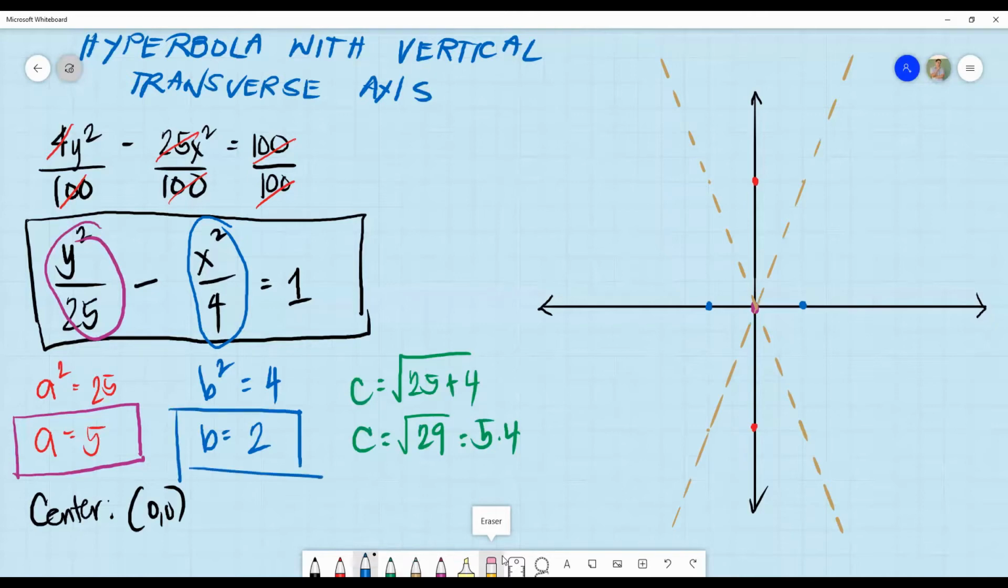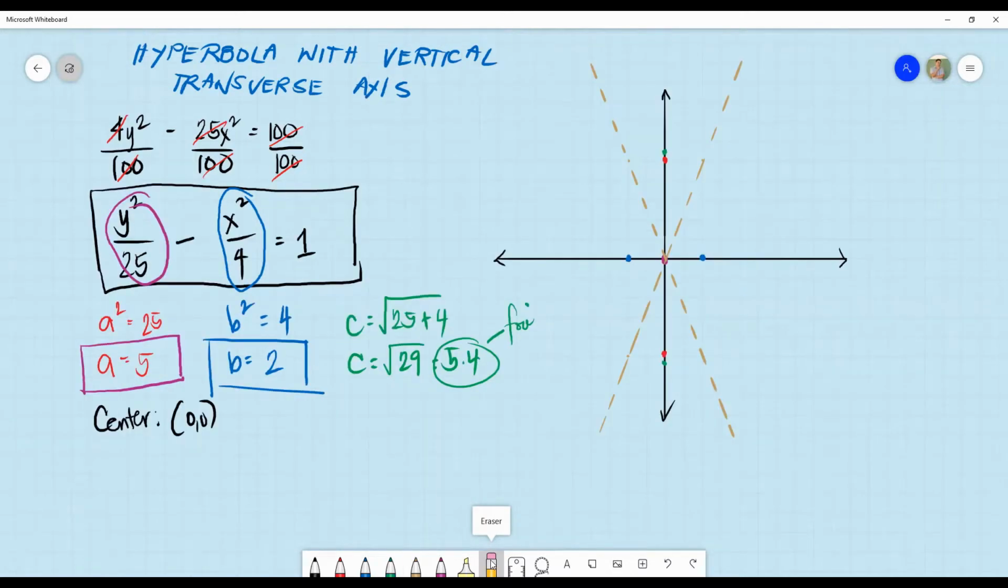Let's now move on to C. And always remember, our C always denotes our foci. So therefore, from our center, since this is a vertical transverse axis, we will be moving up and down 5.4 units from the center. So we will have 1, 2, 3, 4, 5.4 there. And then 5.4 units down as well. 1, 2, 3, 4, 5.4. And that becomes our foci.